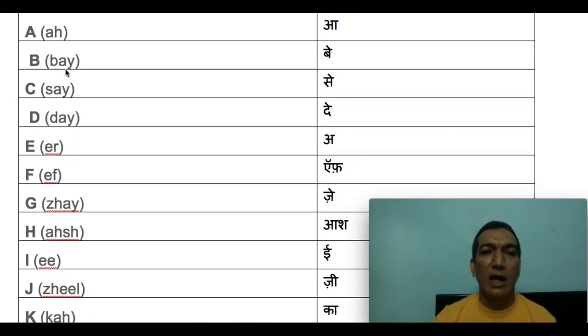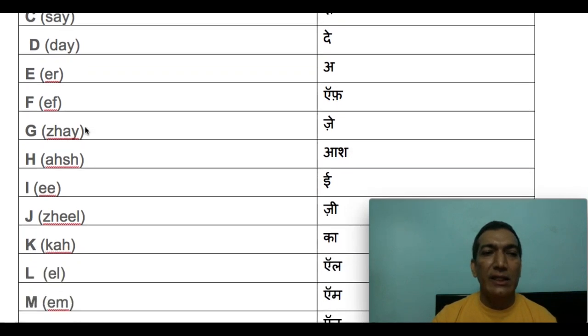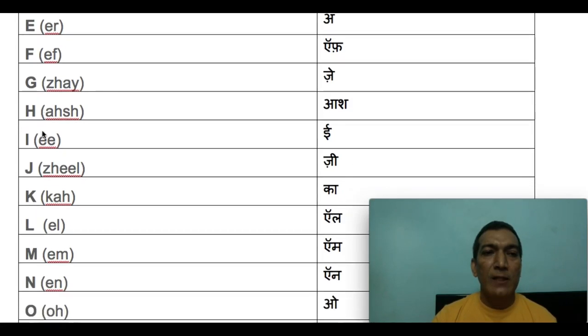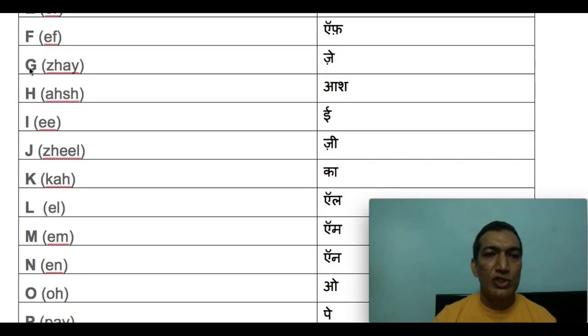So the first letter is A, B, C, D, E, F, G. This is a sound which is very different in French than in English. So J and G, they are not pronounced G and J, but J and G. So it is, we can say, inverted, and also the sound is different. So you have to learn this sound also. G is J and J is G.